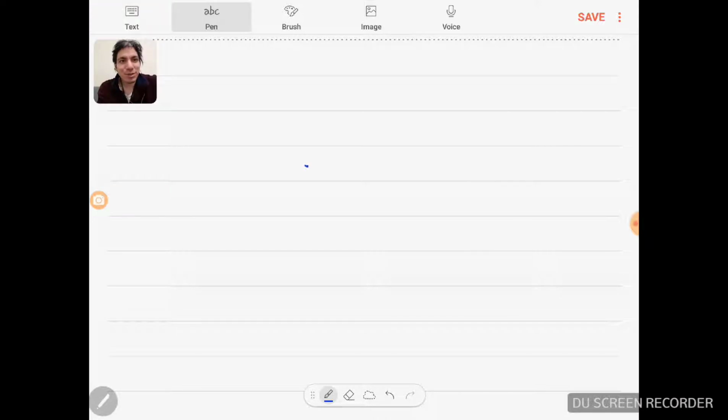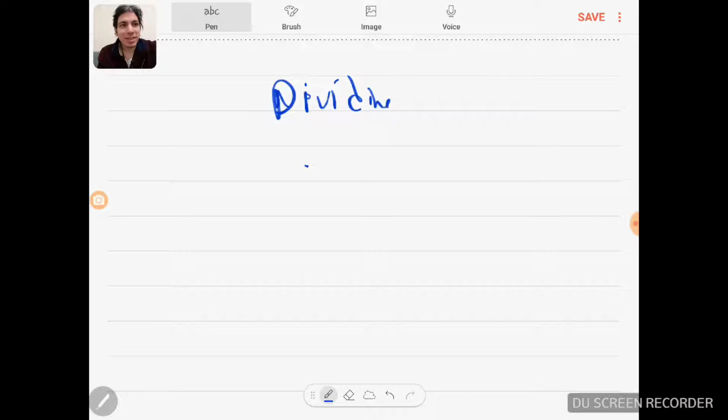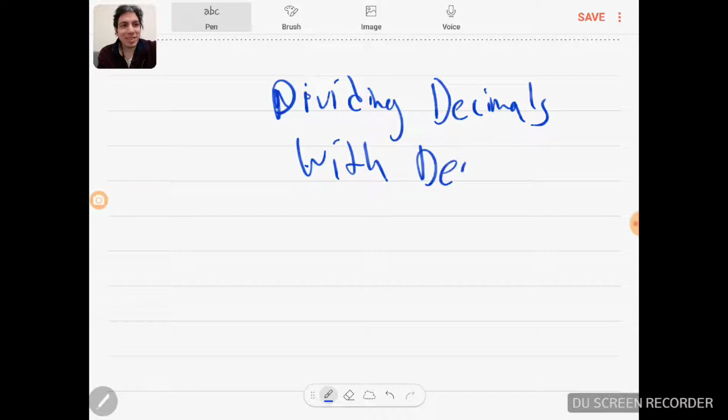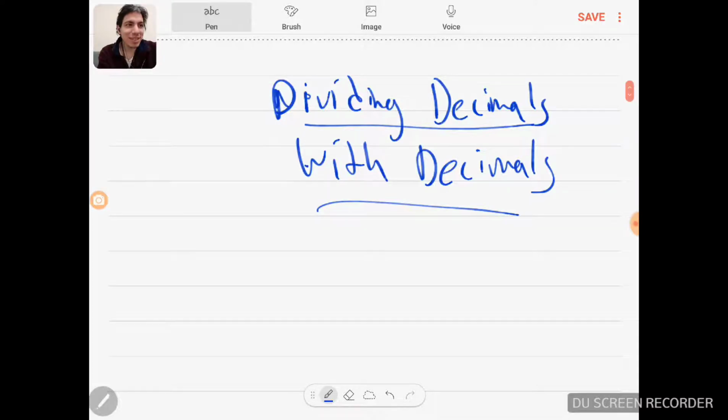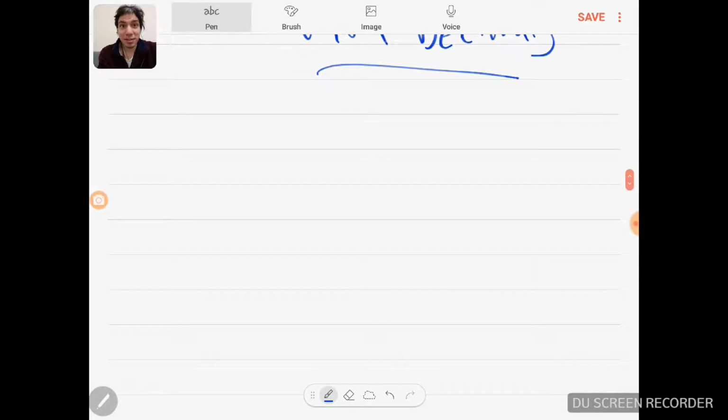Okay, so dividing decimals with decimals. Now that sounds confusing as is, but guess what? It has to be done. So let's get right into the steps. If I can write, oh my goodness, how tiny do I have to be? Okay, so note, how do I do this?